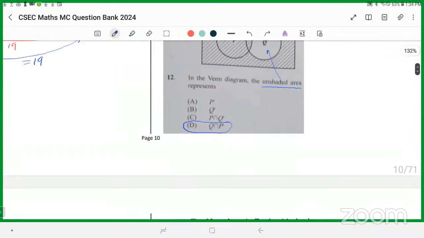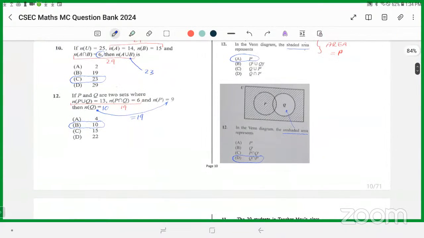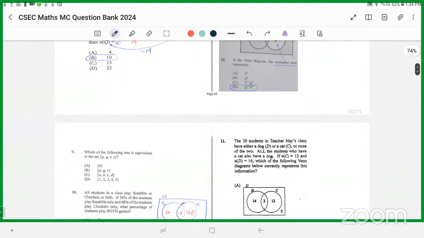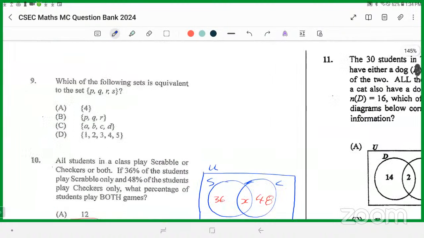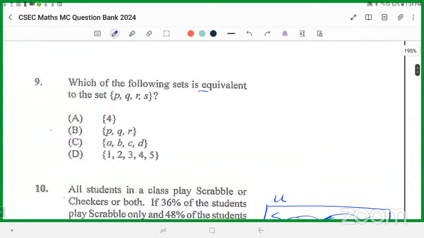Next one. Which of the following sets are equivalent? Equivalent sets have the same number of values. Two sets are equivalent when they have the same number of members. Simple as that. Two sets are equivalent, which in sets means that the number of members is the same. Write it out.